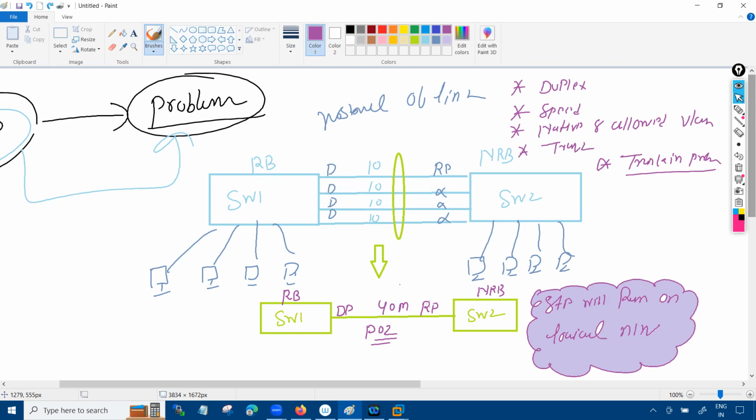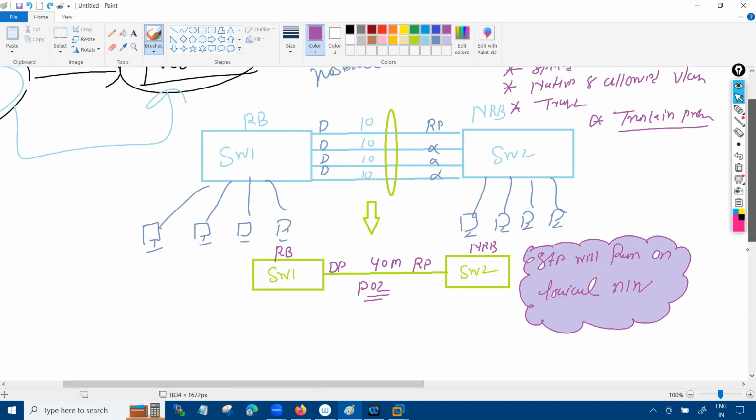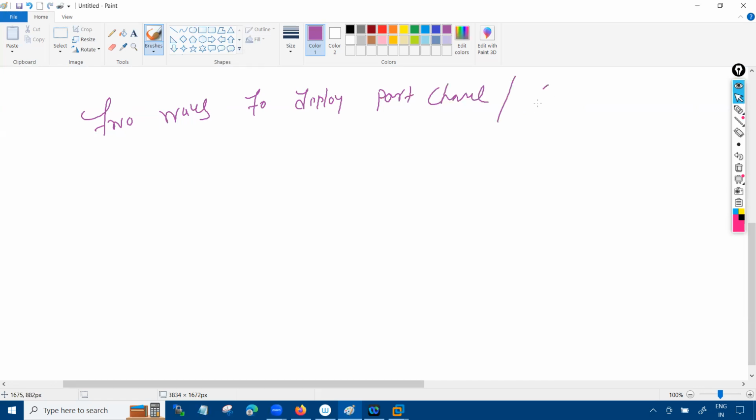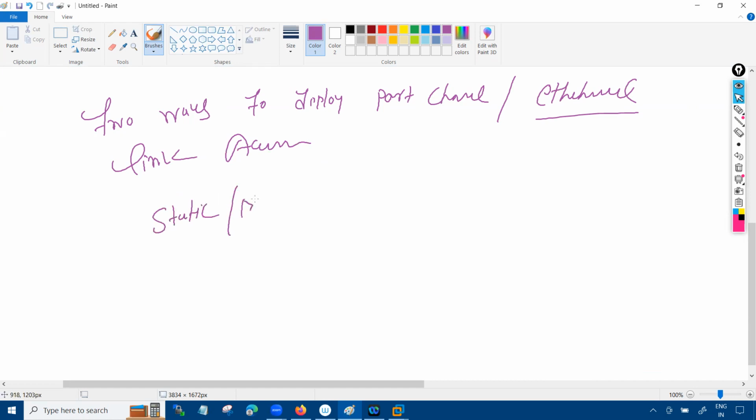So to make an EtherChannel, there are two ways to deploy the EtherChannel, or we can say the port channel, right? Or we can call it a link aggregation. One way is called static, that's called the manual way. The second is called dynamic.